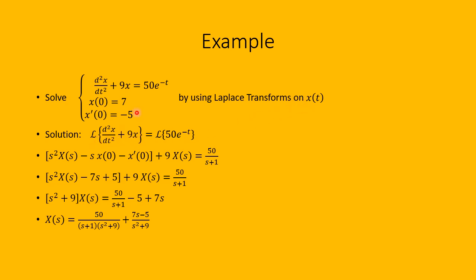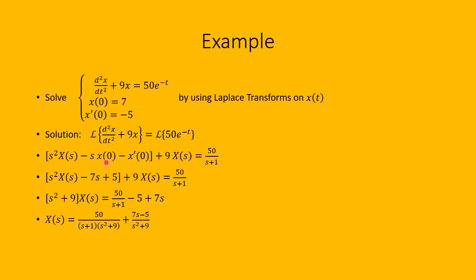So the Laplace transform of the left-hand side of this equation equals the Laplace transform of the right-hand side of that equation. Now, looking at the left-hand side, the Laplace transform of the second derivative of x with respect to t is s squared capital X of s minus s little x of 0 minus x prime of 0. The Laplace transform of 9x is 9 times capital X of s. The Laplace transform of 50e to the minus t is 50 over s plus 1.